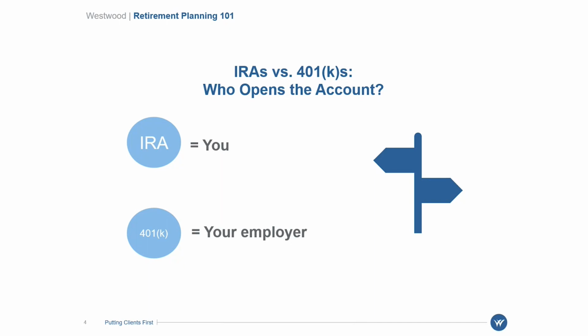IRAs and 401ks are basically specialized savings accounts that share a lot of the same concepts, but they're also uniquely different from each other in a lot of material ways. And we're going to be drawing comparisons between the two throughout the rest of today's discussion. But let's begin with an easy one and just compare how these accounts were created in the first place. So you, that is the investor, are going to be responsible for opening your own IRA, just like any other savings account. However, it's actually your employer who's responsible for opening a 401k for your benefit.